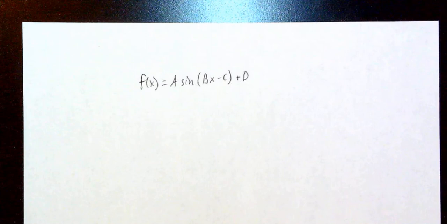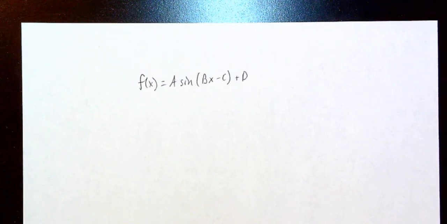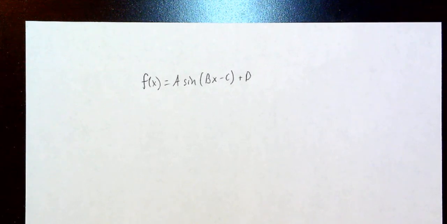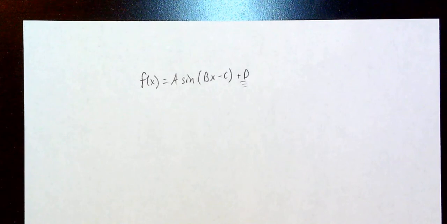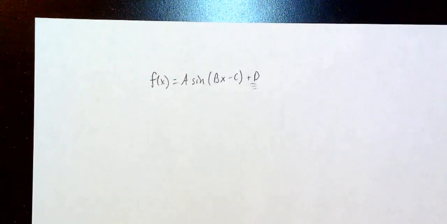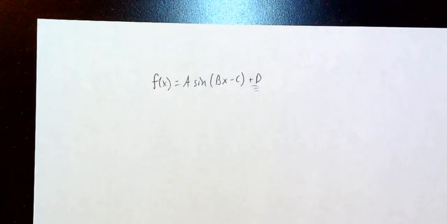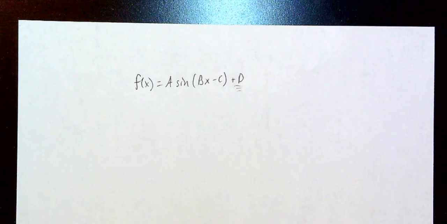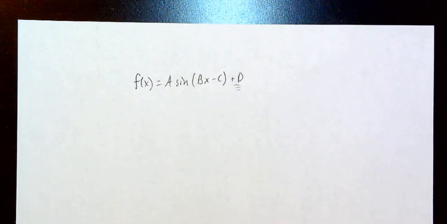You could have some constant added on or subtracted on to the end of your function. That plus d there is just a vertical shift that will move it up from being centered on the x-axis if that guy is positive. It'll move it down from being centered on the x-axis if that d value is less than 0.